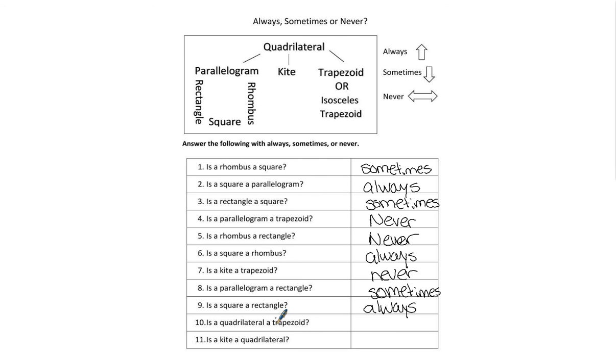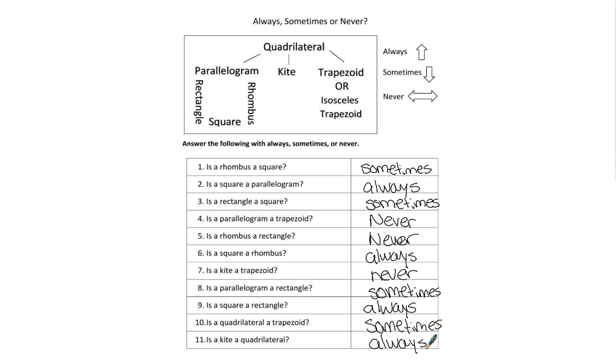Is a quadrilateral a trapezoid? So we're on quadrilateral, and we're going down to trapezoid, and when we go down, it means sometimes. So a quadrilateral will sometimes be a trapezoid, but not all the time. Is a kite a quadrilateral? Well, kite's here. We go up to quadrilateral, and that means always. So a kite will always be a quadrilateral.